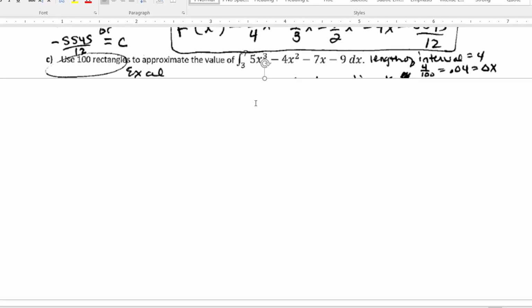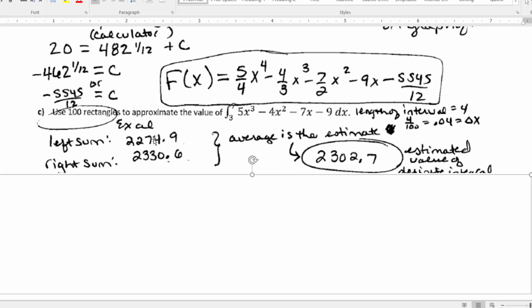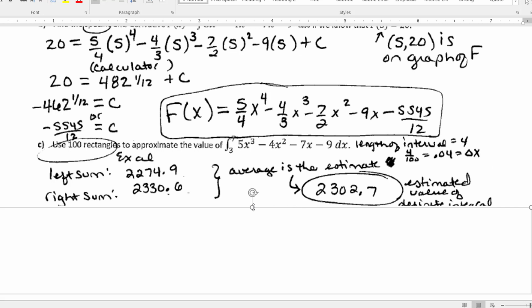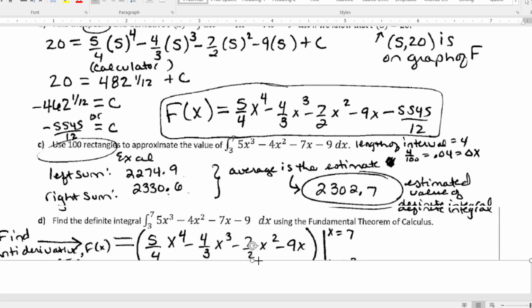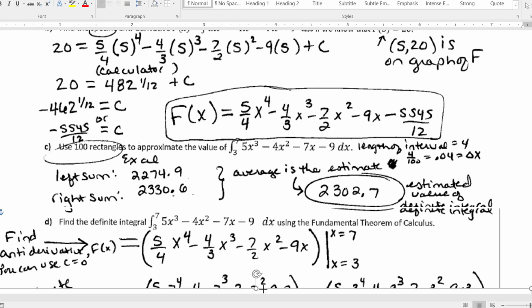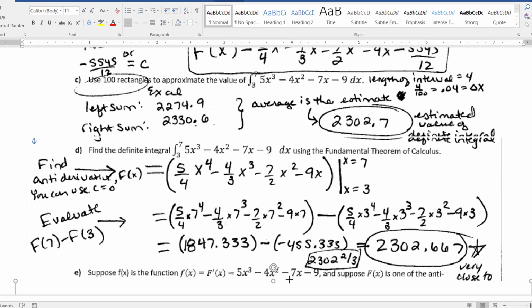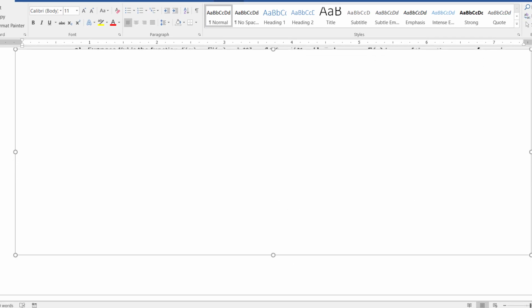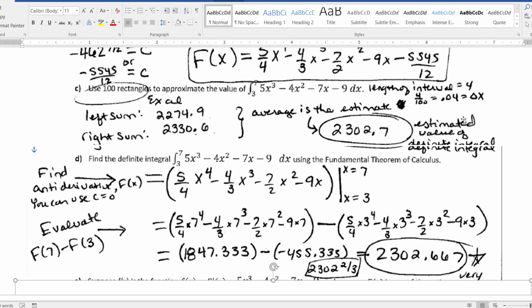So finally, coming back to this, my left sum from Excel was 2274.9. My right sum was 2330.6 and the average was 2302.7. That is my estimate of that definite integral value. Now we can actually use the fundamental theorem to calculate the value of that definite integral. Remember, to use the fundamental theorem of calculus, you find that antiderivative function and you can let the c equal 0. So here's my antiderivative function where c is 0.